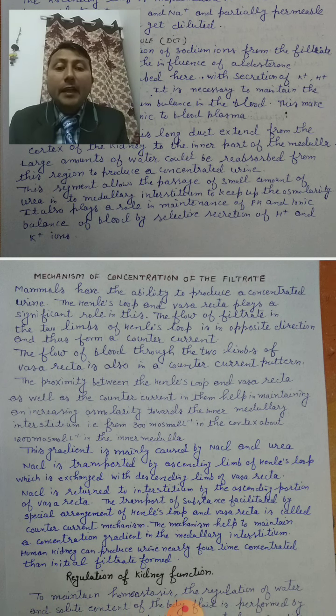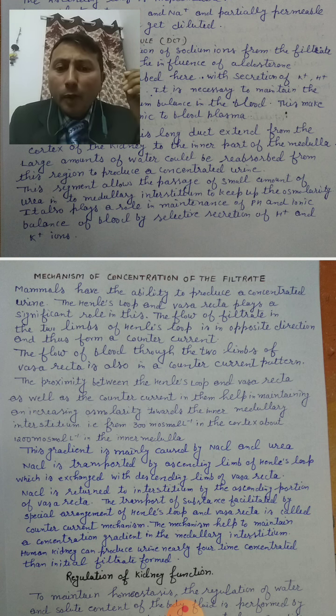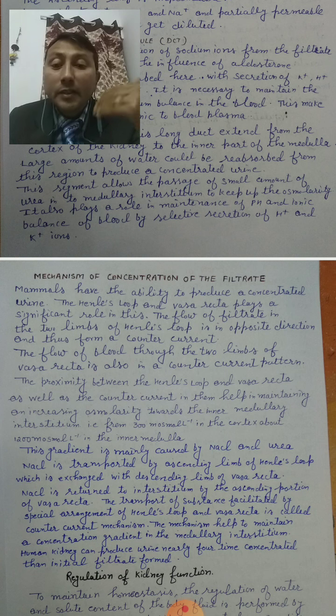Then we have the mechanism of concentration of the filtrate. Mammals have the ability to produce concentrated urine. There is a special mechanism in which the loop of Henle and vasa recta play a significant role. The flow of filtrate in the two limbs of the loop of Henle is in opposite directions and thus forms a counter current mechanism. The flow of blood through the two limbs of the vasa recta is also in a counter current pattern. So a gradient is maintained which increases the osmolarity.